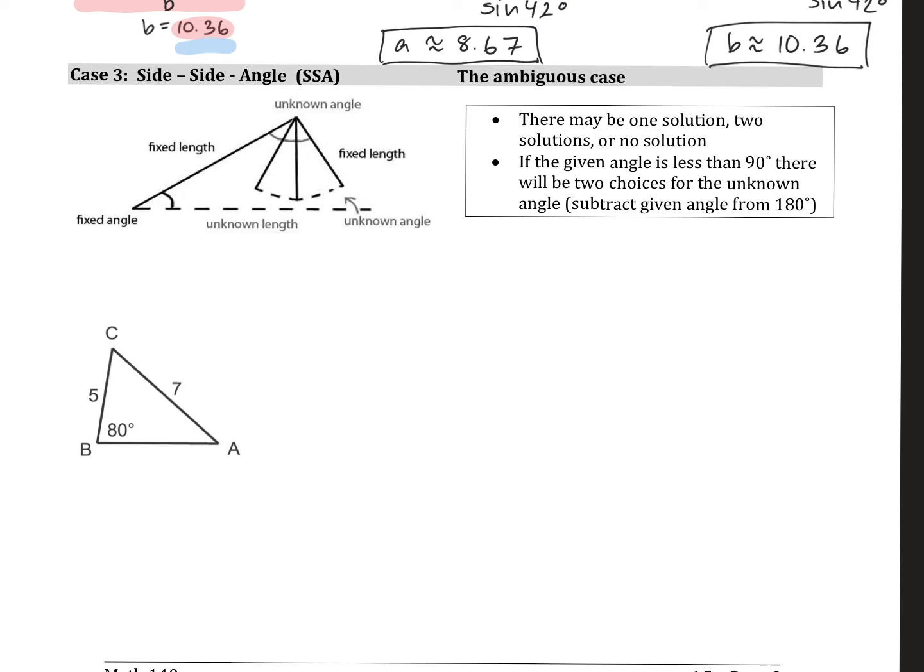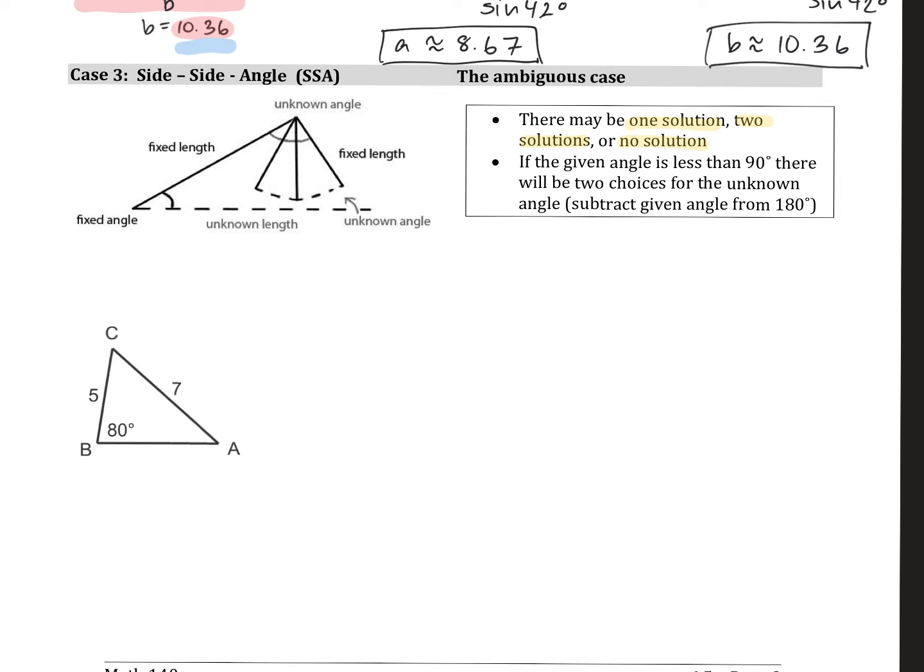So because of this, the ambiguous case has some possibilities in the answer. There might be one solution, two possible triangles that fit the case, or no solution. So the triangle SSA, which I would call SA, or some students like to call the donkey version, there might be one solution, two solutions, or no solution.